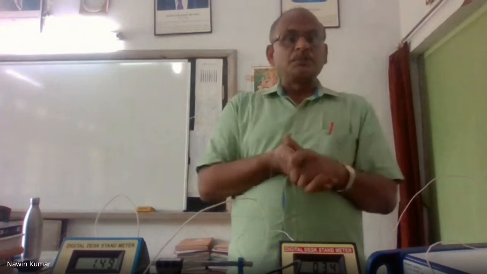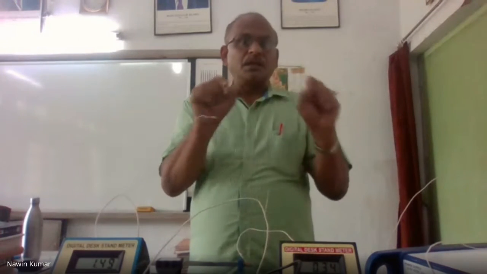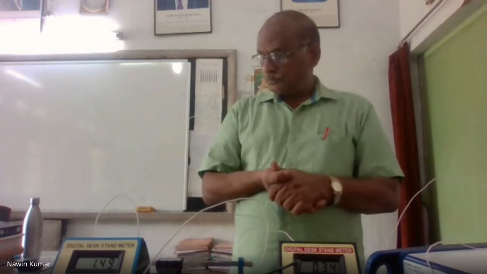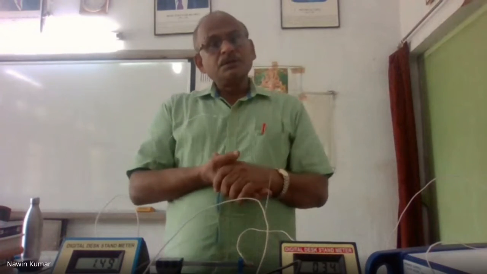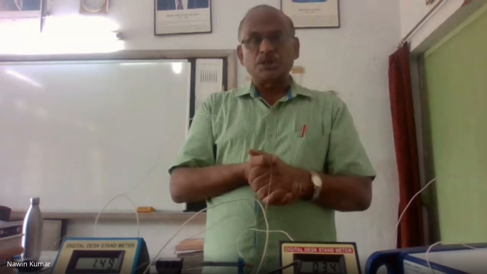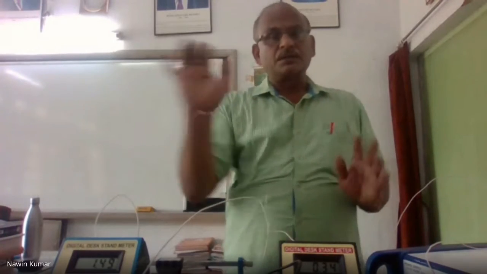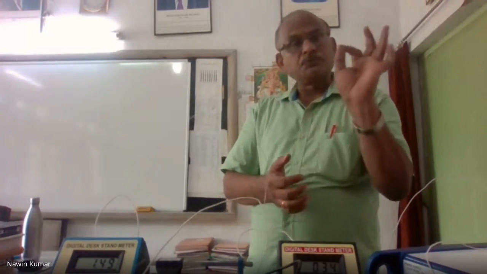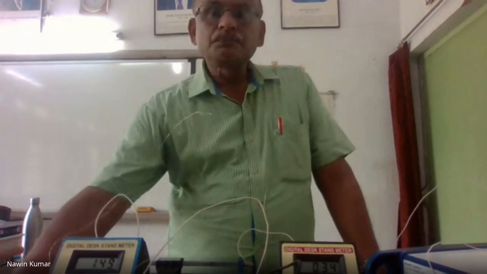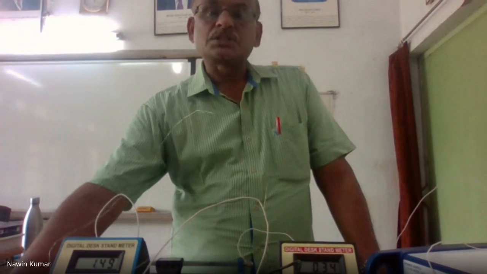So resistivity will be RA by L. R is 4.54 ohm. Area will be 3.14 into 0.072 square, by length 50 centimeter. In that way we will find the resistivity of this wire is 1.47 into 10 to the power minus 3 ohm centimeter. And in that way, this experiment is completed.